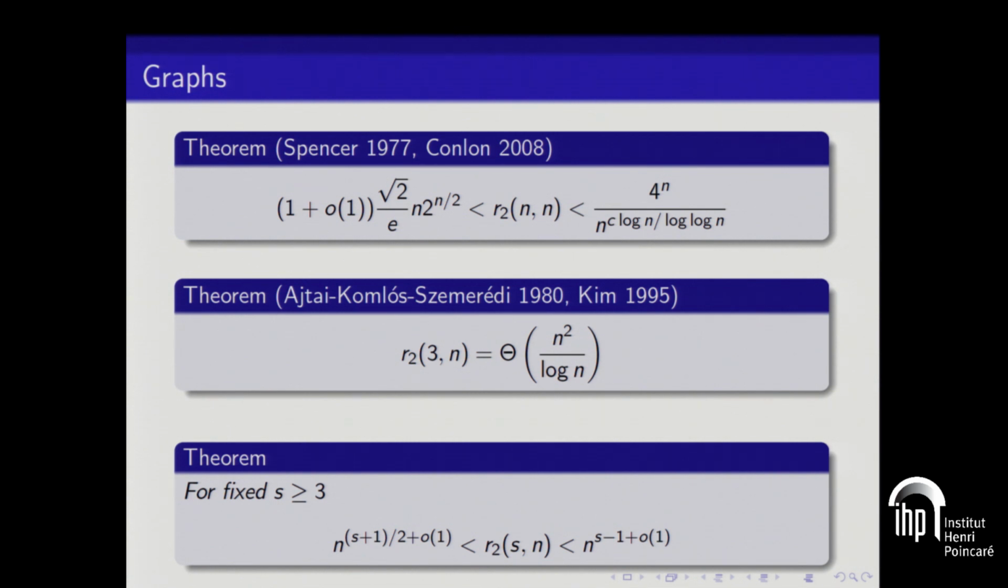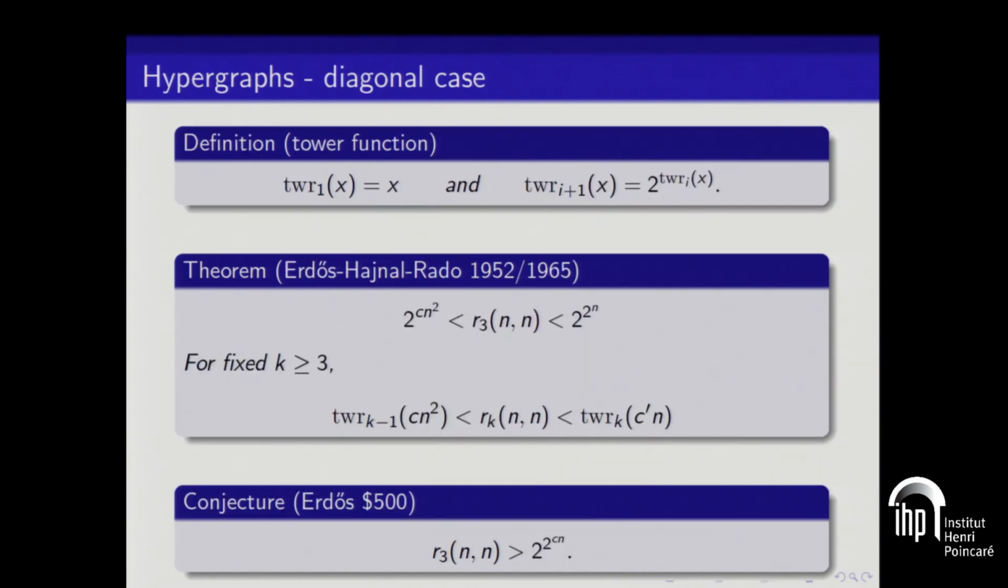Okay, so that's the situation for graphs. And in hypergraphs, I'm going to similarly consider 2 kinds of problems, the diagonal and the off-diagonal, and tell you something about them. Okay, for hypergraphs, the numbers get bigger. So I want to define the tower function. Tower sub 1 of x is x, and tower sub i plus 1 is an exponential of tower sub i. So if you look at tower sub i of x, you have 2 to the 2 to the 2 to the 2, where you have i minus 1 2s.